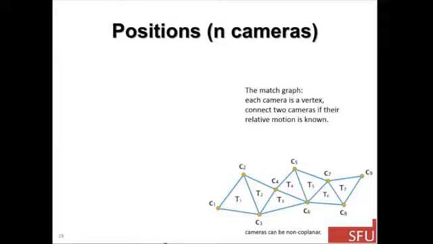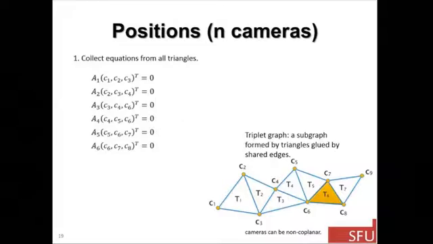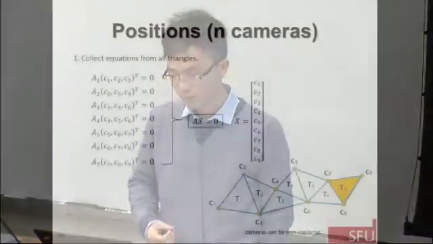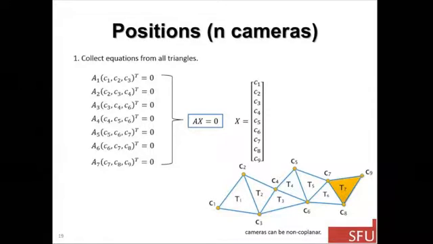So in the next part, I'm going to generalize this method to the case of multiple cameras. If we have multiple cameras, we can define a graph structure. Every camera is a vertex, and 2 vertices are connected if the relative motion between the 2 cameras can be determined. We call it a match graph. And we further define a so-called triplet graph, which is a subgraph of the previous graph, and it is formed by triangles glued on a shared edge. We're going to just look at the biggest triplet graph, and then we can collect linear equations from the triangles in this triplet graph. By stacking all the linear equations together, we can formulate the camera translation estimation as a linear equation AX equal to 0. And we can then solve all camera positions in a single equation.